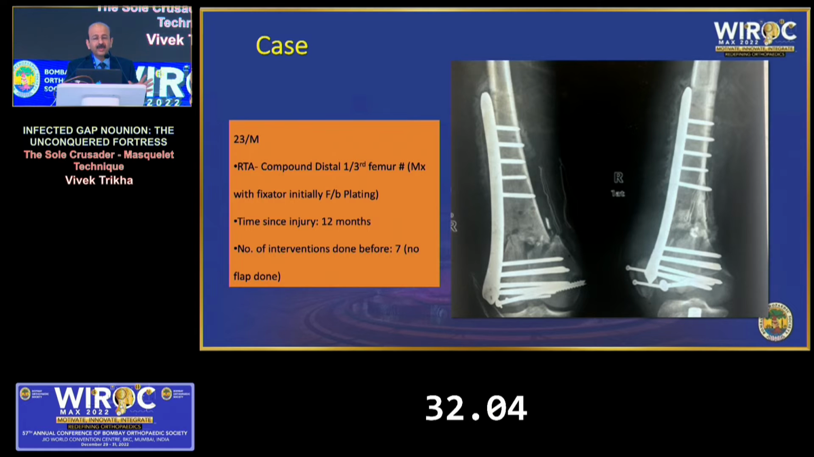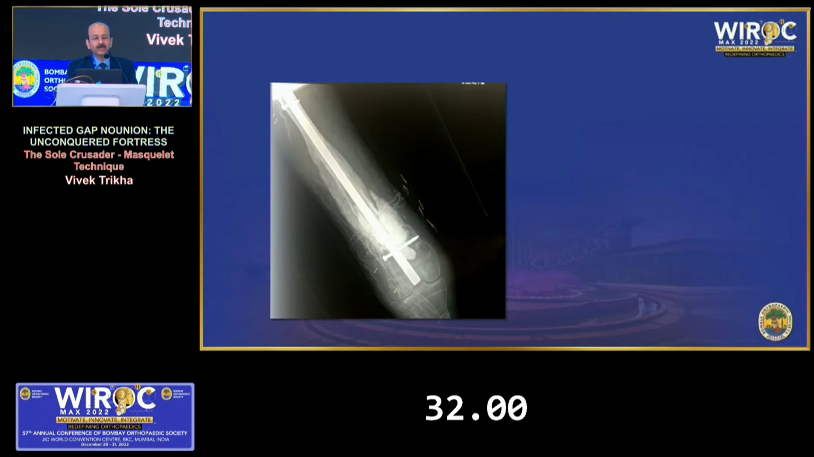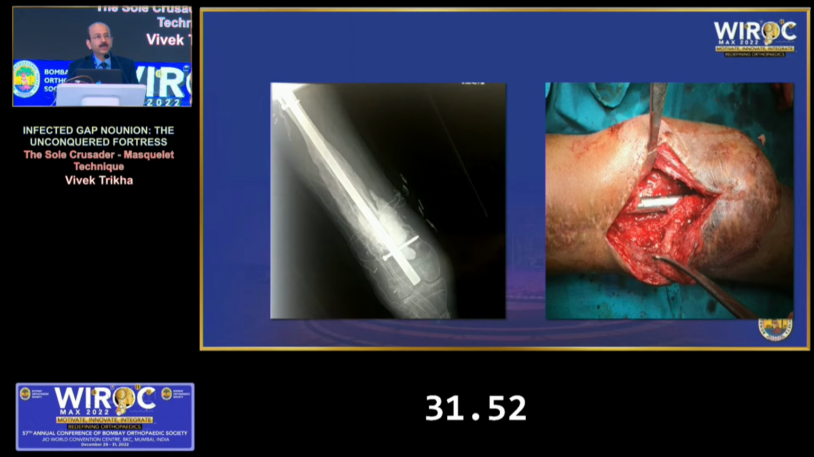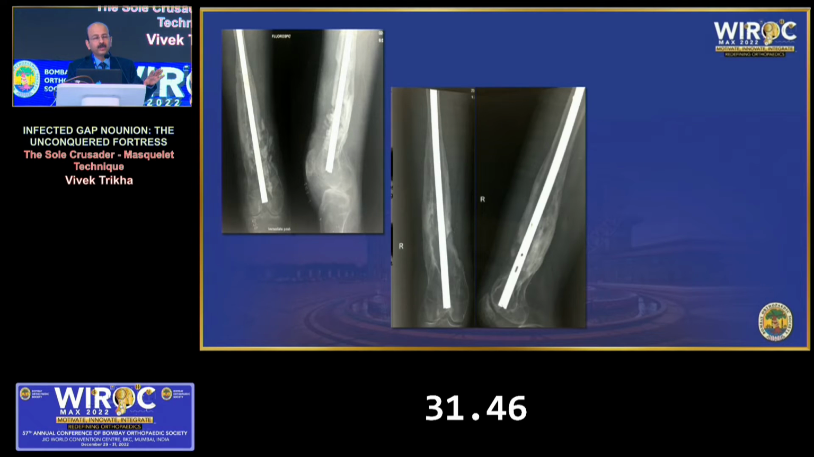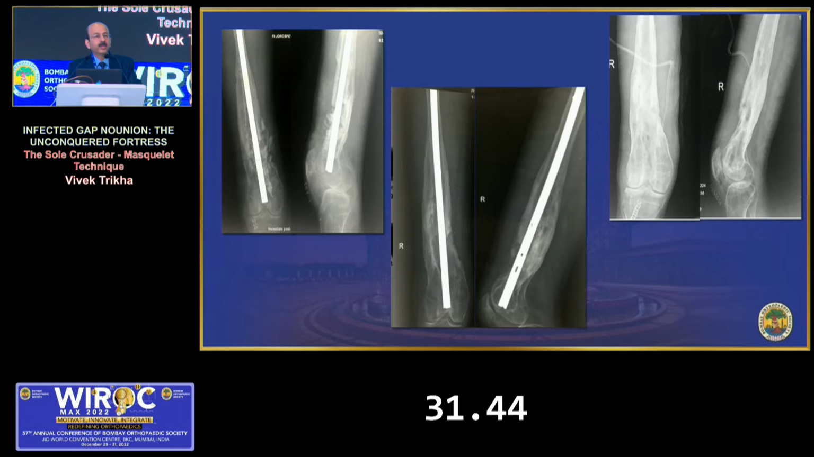Another case, having an infection with a non-union, interventions done multiple times, 7 times before. We removed it, put in an antibiotic nail, removed the bones which were there, put in the antibiotic spacer out there. Afterwards, when it was okay with us, we went in, put in the bone grafts, and see, we were able to remove it with a complete union.